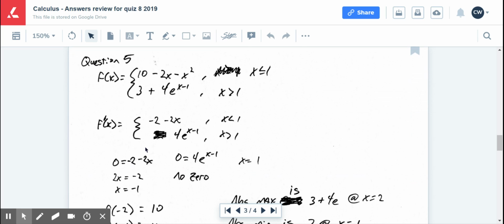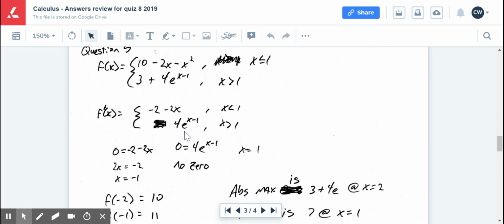All right, on the piecewise function, I need to take the derivative of each piece. So derivative of 10 is 0. Derivative of -2x is -2. Derivative of -x squared is -2x. Derivative of 3 is 0. Derivative of 4e to the x minus 1 is 4e to the x minus 1.